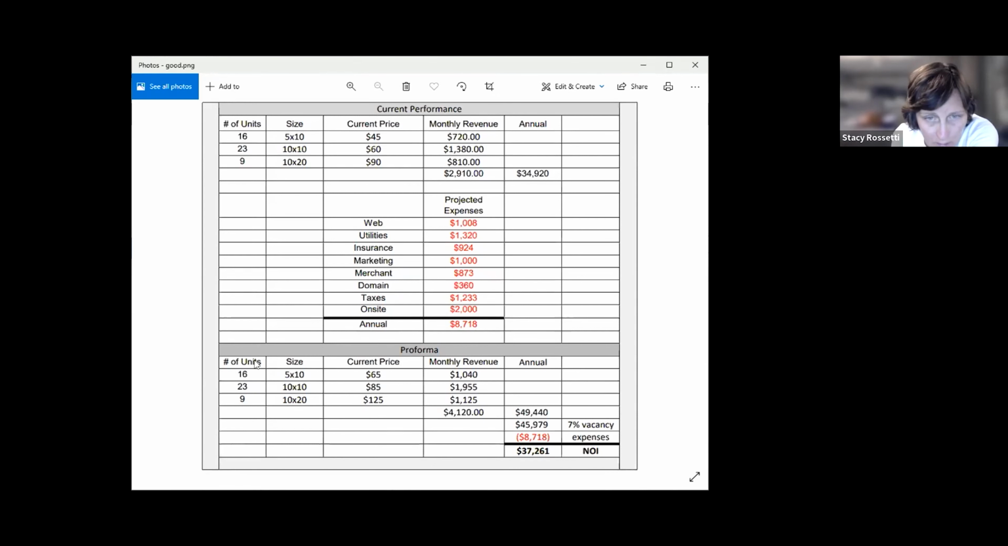And then, as you can see, this is what they're saying the competition could do, right? So the 16 5x10s at $65, and they have $45, right? The 23 10x10s at $85, and they're doing $60, and the 9 10x20s at $125, and they're only doing $90 right now. So they should be making over $4,000, $4,120 a month. And they're really only making $2,910.